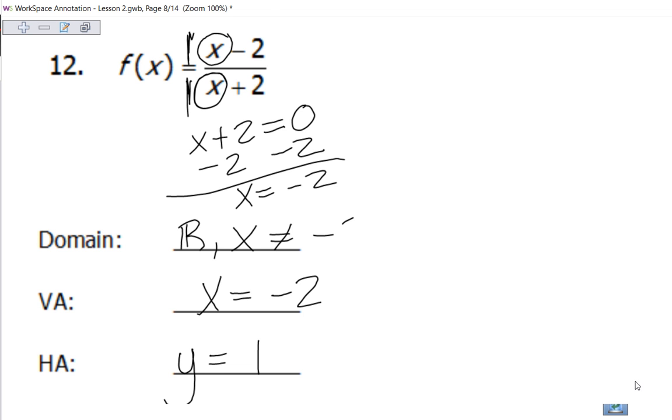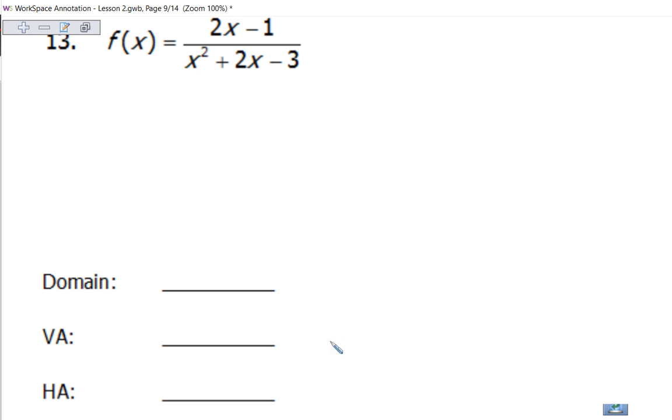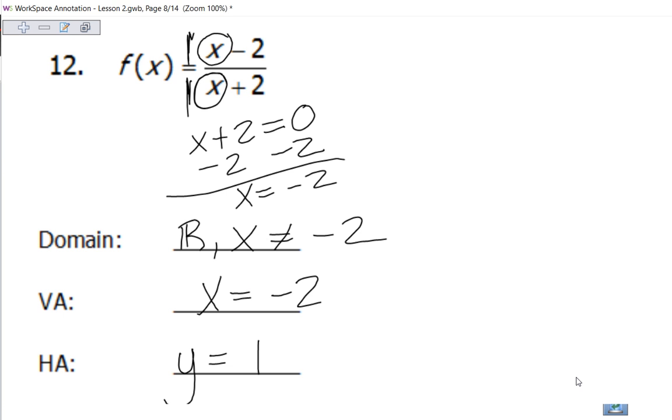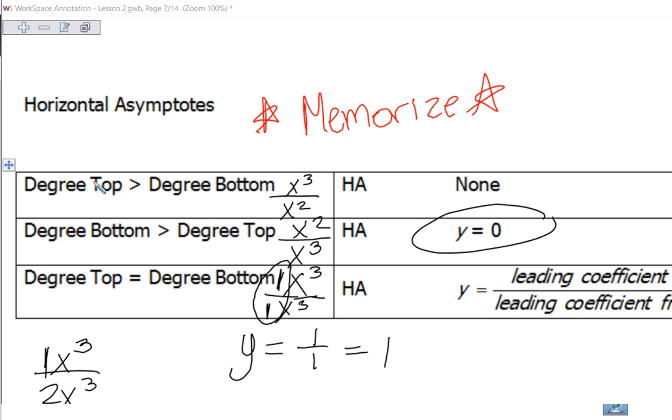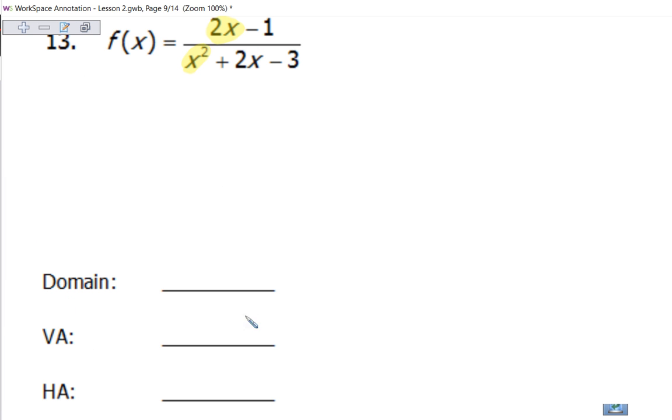Next one. To find the horizontal asymptote, look for the biggest power. So in the numerator, what's the biggest power? It's x to the first. What's the biggest power in the bottom? X squared. So where's the bigger power, top or bottom? Bottom. So this is called bottom heavy. If I go back to the rules, if the bigger degree is in the bottom, what do I put for the horizontal asymptote? Y equals 0. Those of you going on to pre-cal, keep these memorized. You'll need these for pre-cal.